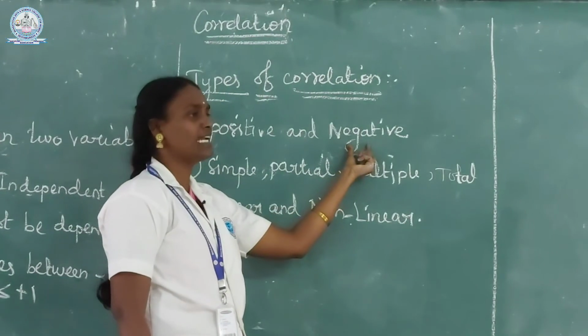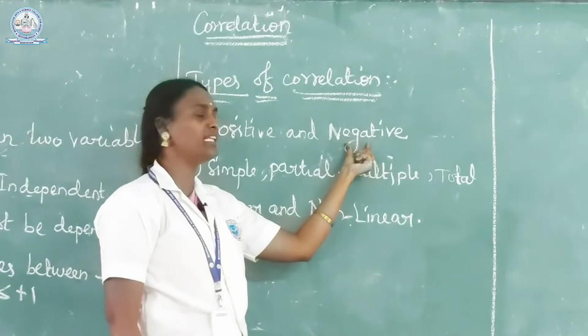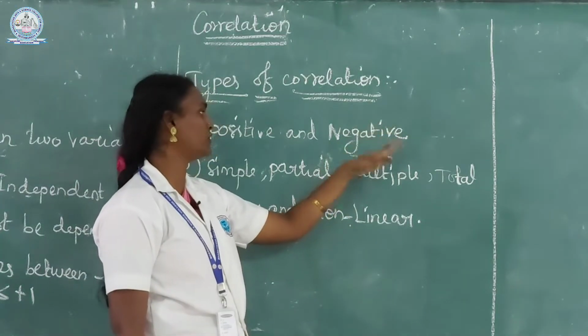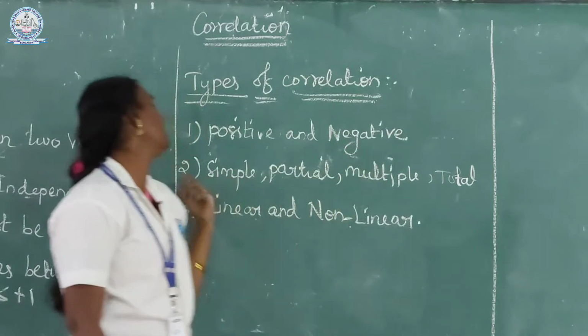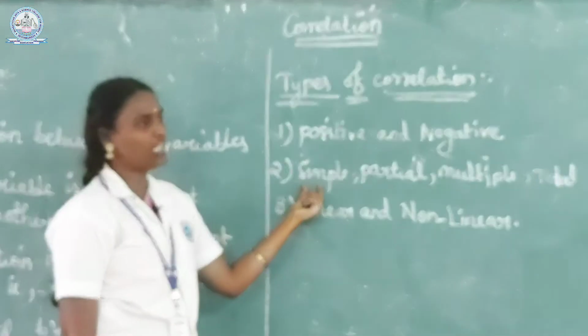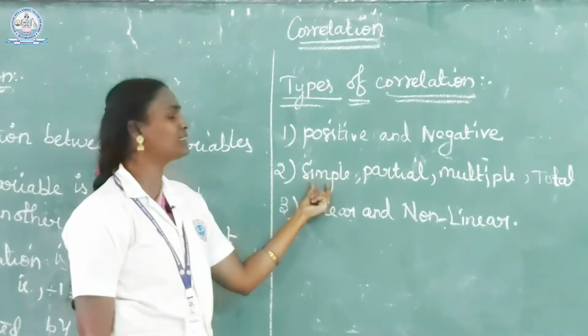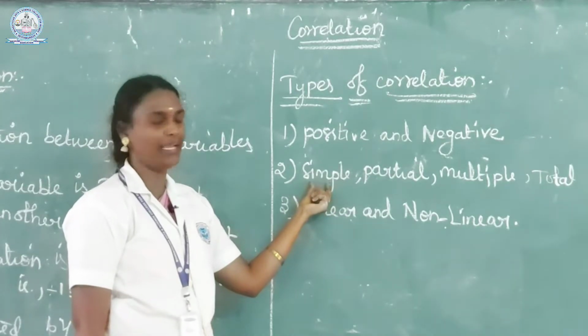Then second one is negative correlation. Negative correlation means both the variables move in opposite directions. For example, price and demand. Second one, simple correlation. Simple correlation means only taking the relation between two variables.